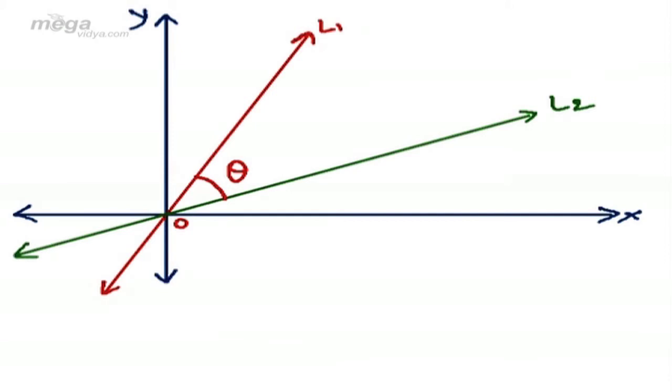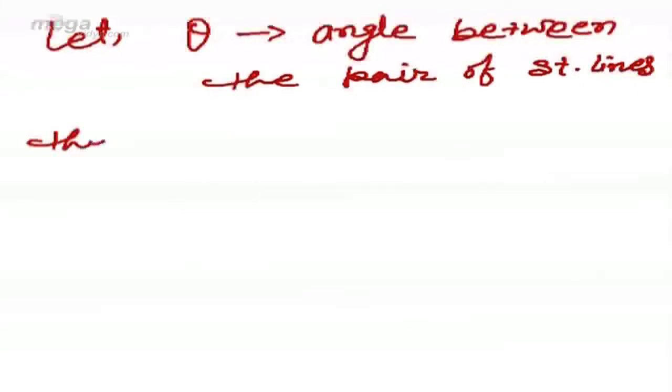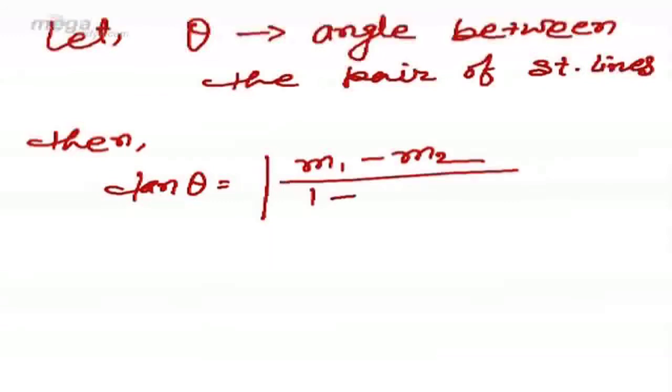So let us see. This is line 1, this is line 2. If you write the equation of line 1 as y is equal to m1x, and the equation of line 2 as y is equal to m2x, then easily you can find out the value of theta by using the formula tan theta is equal to mod of m1 minus m2 upon 1 plus m1 m2, and you did this thing in straight line.